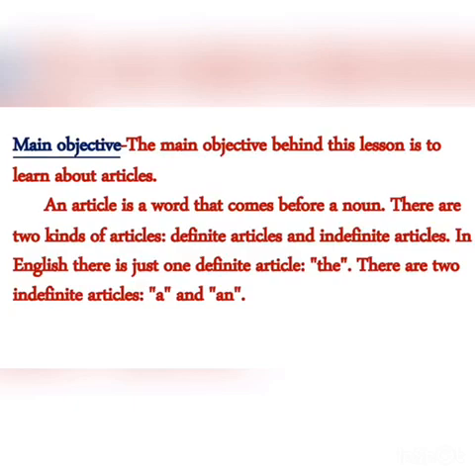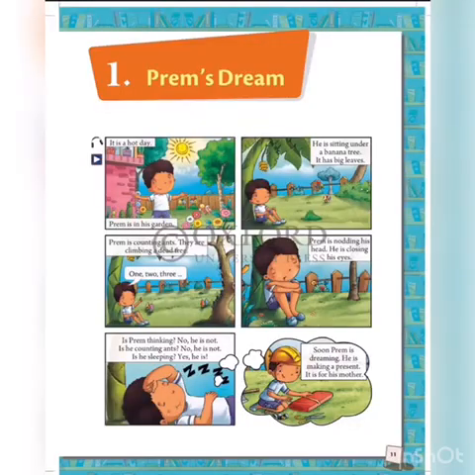Now dear students, we are going to start our lesson number 1. The name of our lesson is Prem's Dream. This is a story about a small boy named Prem. Now, it is a hot day. Prem is in his garden. Where is Prem? Prem is in his garden.